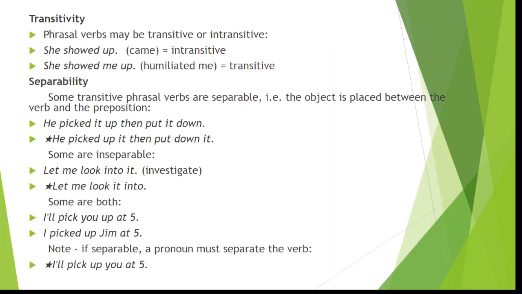Transitivity. Phrasal verbs may be transitive or intransitive. She showed up: came, intransitive. She showed me up: humiliated me, transitive. Separability. Some transitive phrasal verbs are separable, i.e. the object is placed between the verb and the preposition. He picked it up then put it down. Not: He picked up it then put down it.